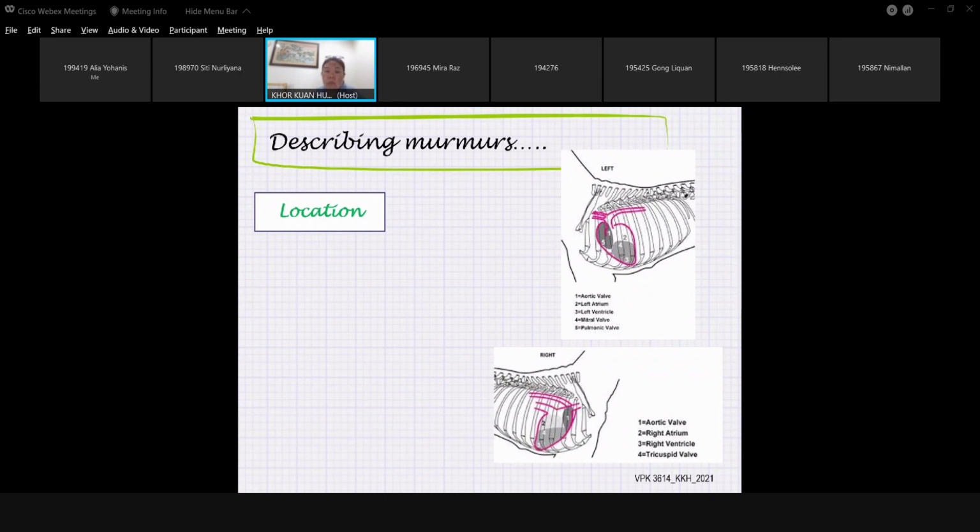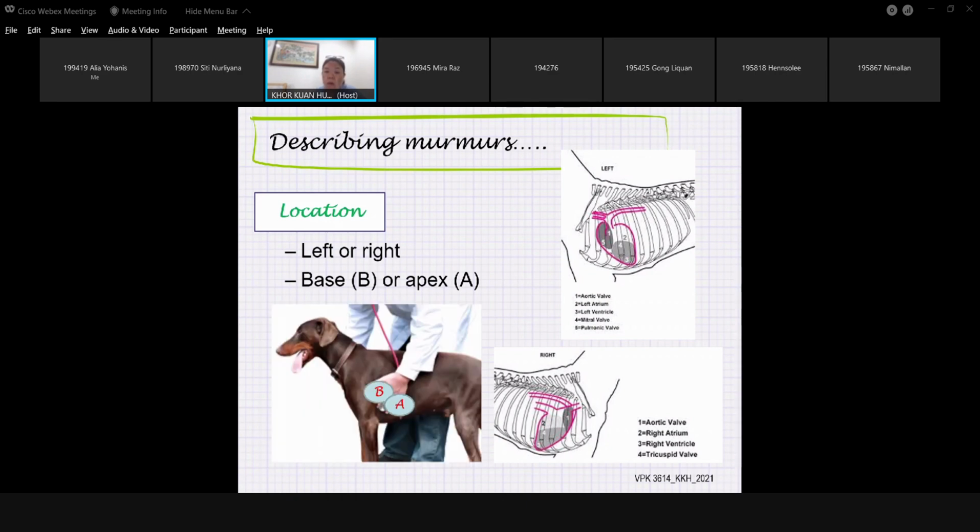Location: left or right, base or apex. If it is on the left side of the heart, you're going to get your pulmonic, mitral, and aortic valves. Number 1, your aortic, would be at the base. Your mitral valve, number 4, will be midway, so we call this area apical. Your number 5, your pulmonic, is almost at your base area as well. All this area is right under the armpit, very high up. So that is PAN, left side.